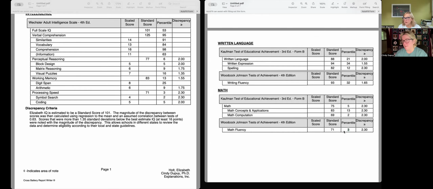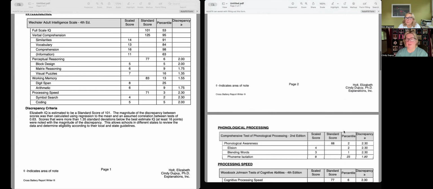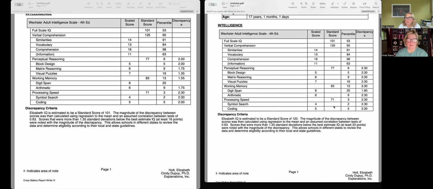And she's in 12th grade? And she was in 12th grade. Wowie. Okay. And then we go in and we look at the symbol search. Her eye couldn't remember the detail to differentiate between the symbols. And then coding, again, slow processor, can't remember the symbol, having to constantly refer up, working meticulously, working slowly, could not do it.